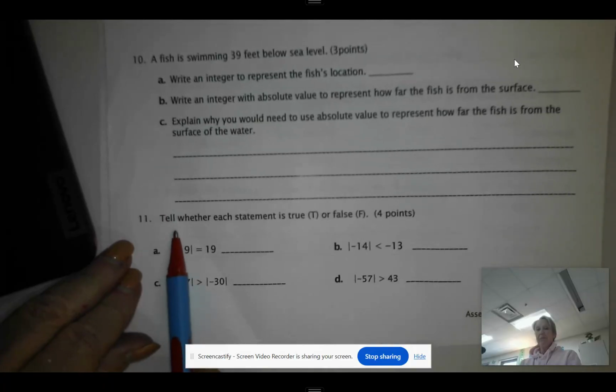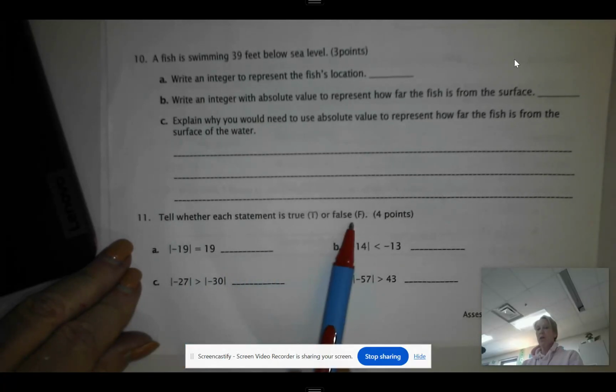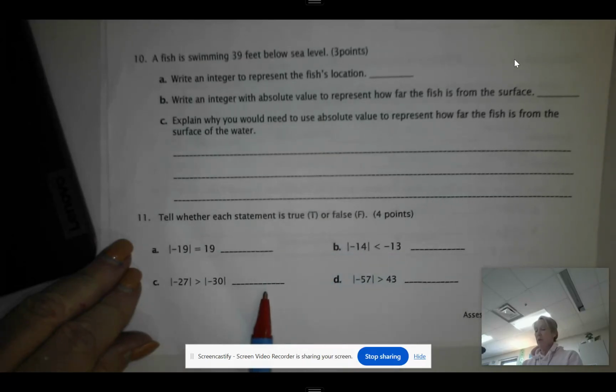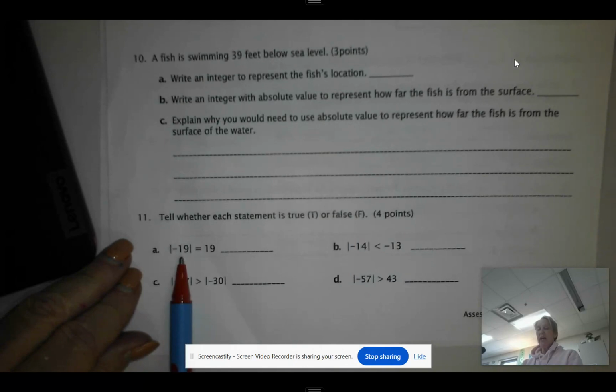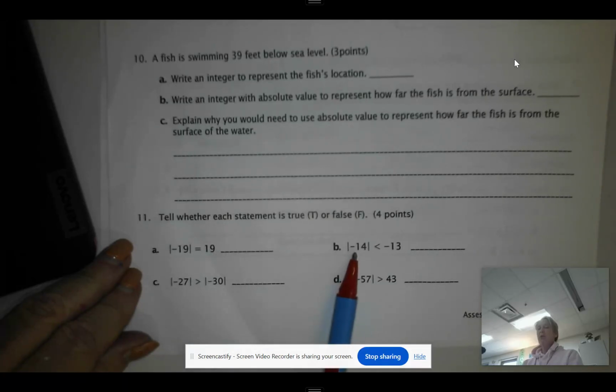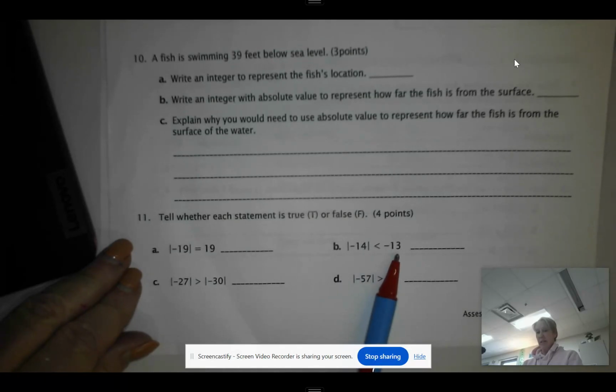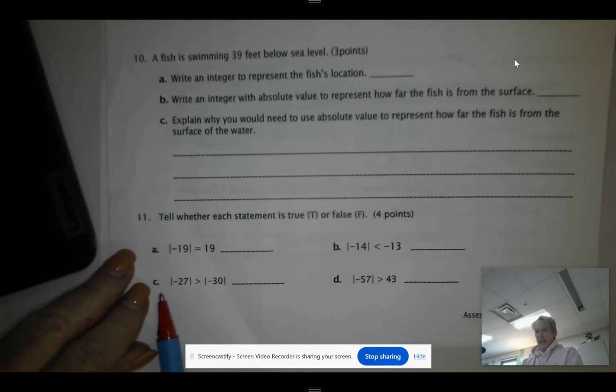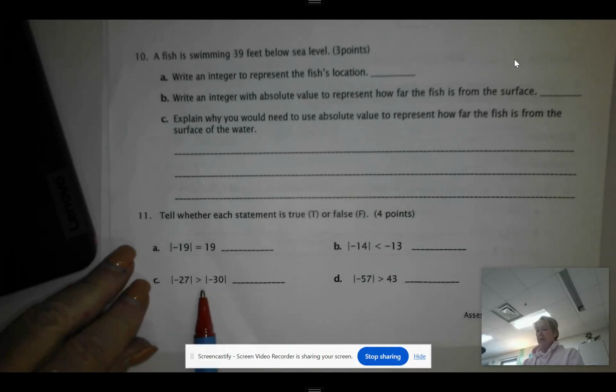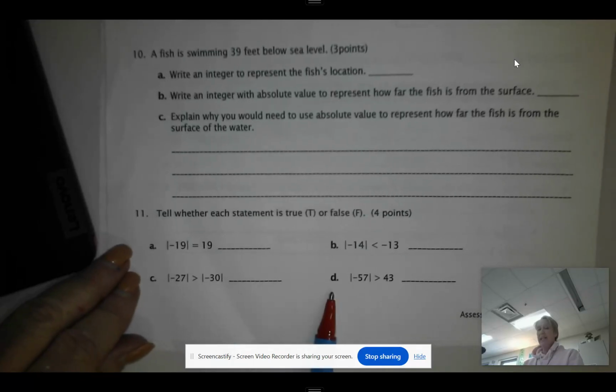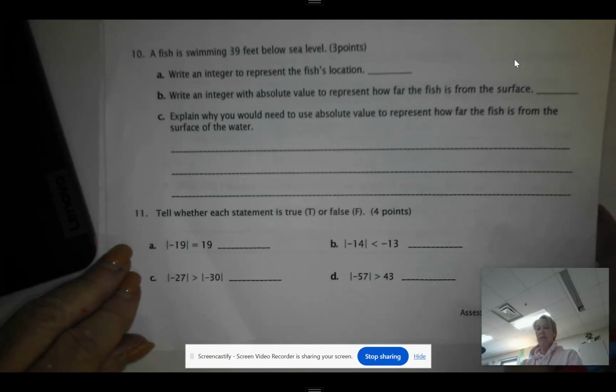Number 11, tell whether each statement is true or false. It's worth 4 points. They're 1 point each. The absolute value of -19 equals 19. The absolute value of -14 is less than -13. The absolute value of negative 27 is greater than the absolute value of negative 30. And finally, D, the absolute value of negative 57 is greater than 43. Pause the video while you finish 11.